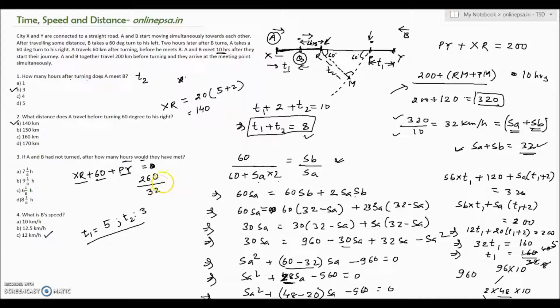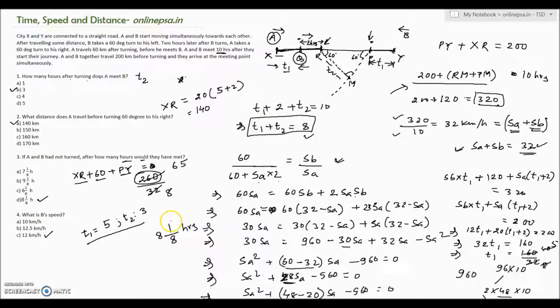Let us divide this. 4, 8 and 4, 6, 24, 24, 5, 8. So we get 8 and 1 by 8 hours, which is option D. And yes, that should be the time after which A and B, if they had not turned, would have covered this distance of 260. Okay, so I hope you got the principles behind this question.